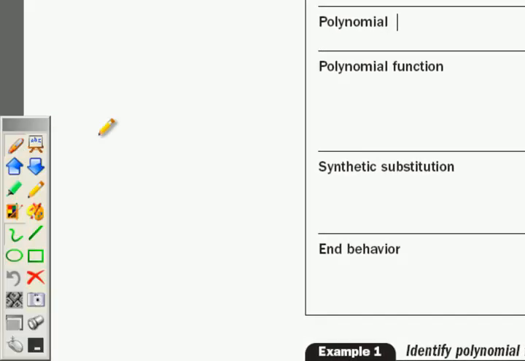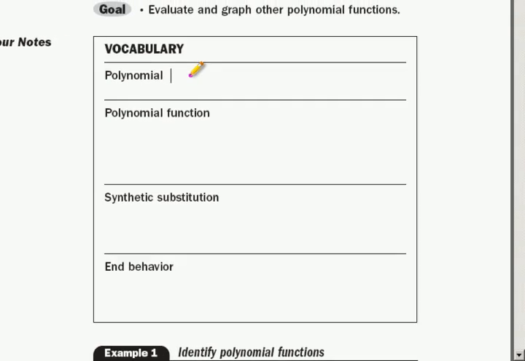Polynomials are monomials, or a group of monomials, when you add them together. So a polynomial is something like 3x squared plus 2x minus 4. Well, that's a trinomial, but it's a polynomial. It has several parts to it, several monomials. A polynomial function has very specific rules that you need to know. Obviously, if it's a function, it looks like f of x or y equals a whole bunch of monomials here.